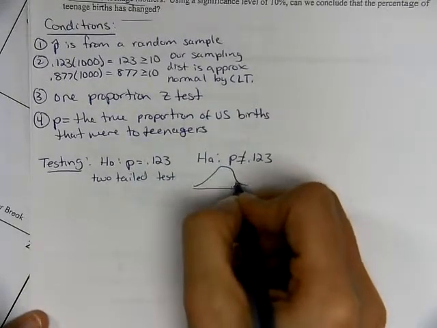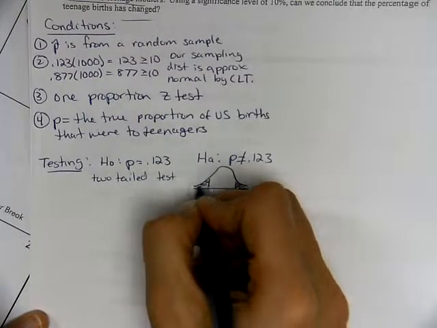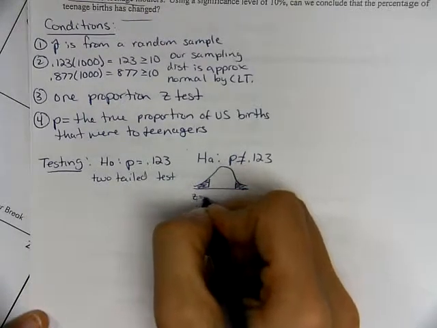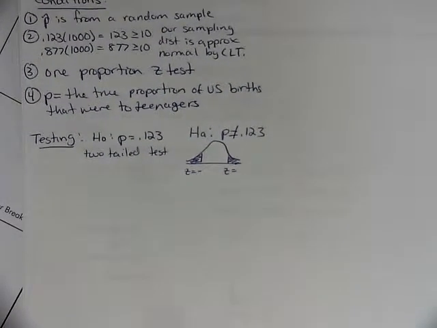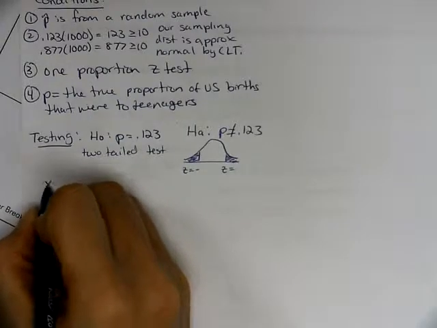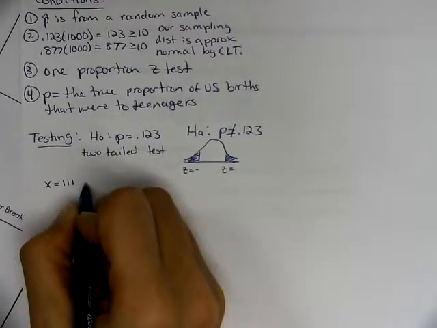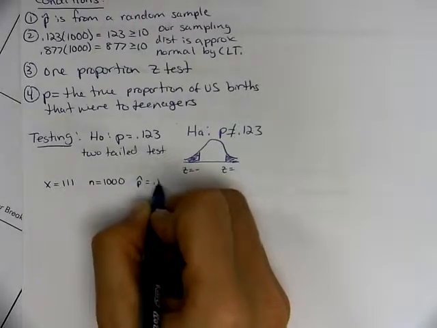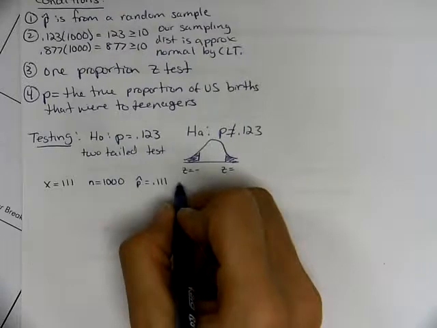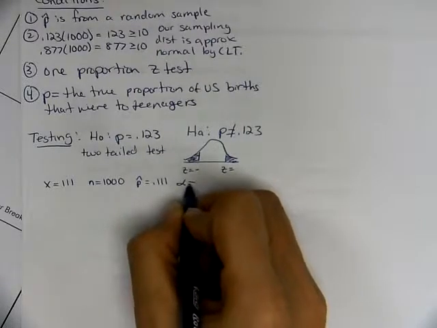So your picture should have two of these, and you're going to get a negative and a positive z. Now list everything. Basically anything you put in your calculator is what you should list. So here we were given an x value. It's 111. n was 1,000. So p hat's 0.111. Alpha here is 0.1.